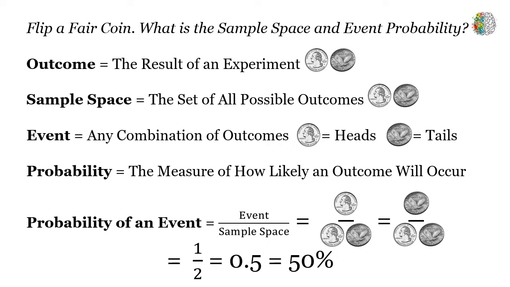A tail is going to be the exact same. I have one possible outcome for getting a tails. I'm going to divide that by the 2 possible outcomes in my sample space. That gives me 1 divided by 2, which equals 0.5, which gives me a 50% probability of obtaining a tails when I flip a fair coin.